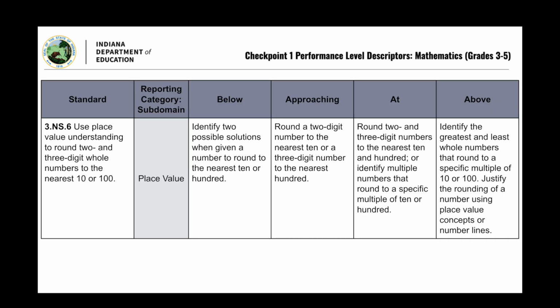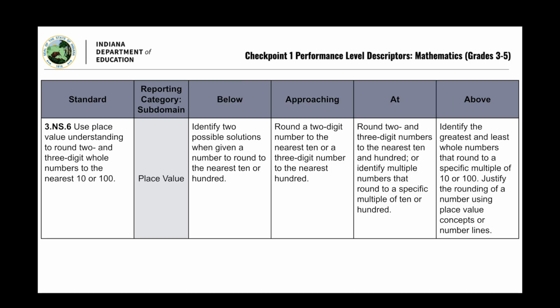Computer adaptive tests like the ILEARN assessments are designed to adjust difficulty based on a student's responses. This means the test gets harder when a student answers correctly and easier when they answer incorrectly. The performance level descriptors organize each Indiana academic standard into 4 levels that align with ILEARN proficiency.